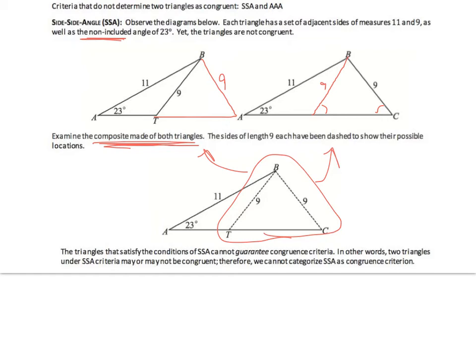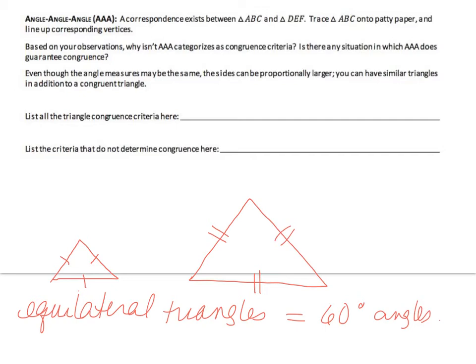In other words, two triangles under SSA criteria may or may not be congruent. Therefore, we cannot categorize SSA as a congruence criteria. Okay, angle, angle, angle. Of course, a correspondence exists between triangle ABC and triangle DEF.